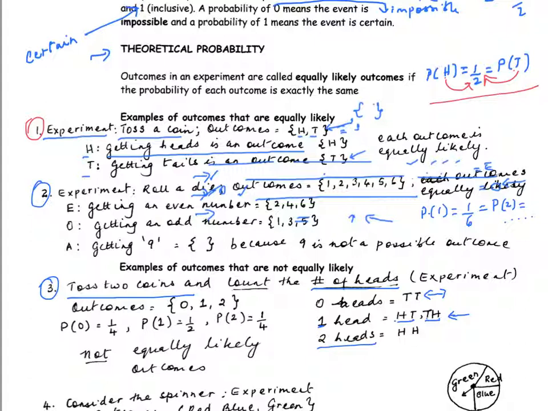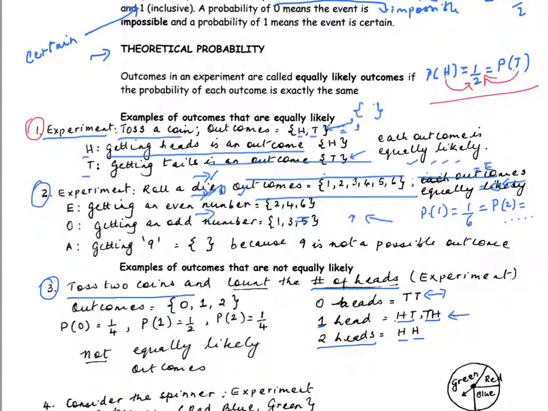What if we get HH? Heads on the first toss, heads on the second toss, then that would give us two heads in this experiment. So let's look at the outcomes. So we're looking at the outcomes 0, 1, and 2 because we're counting the number of heads.